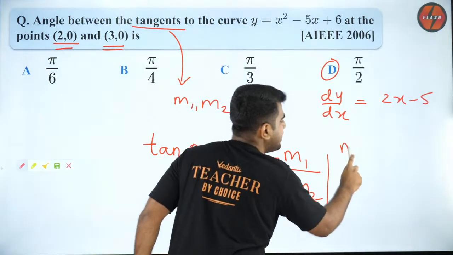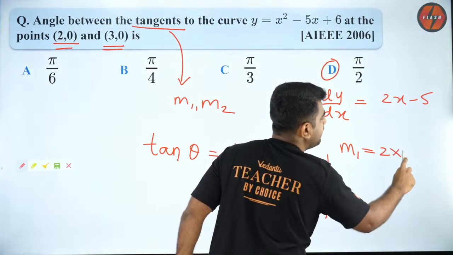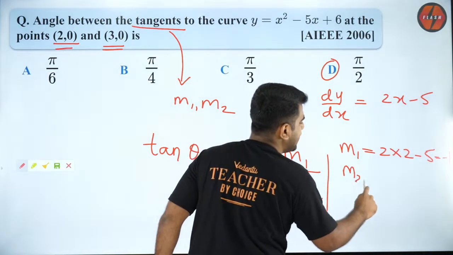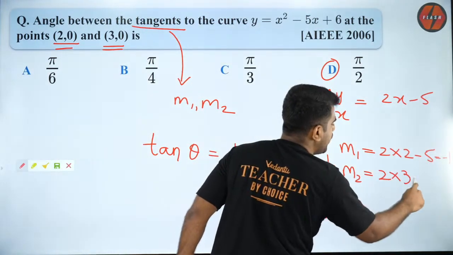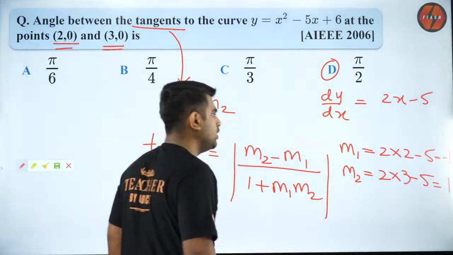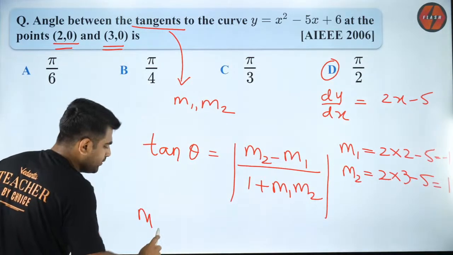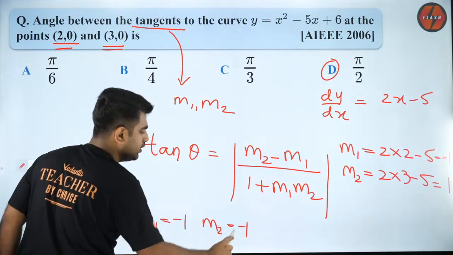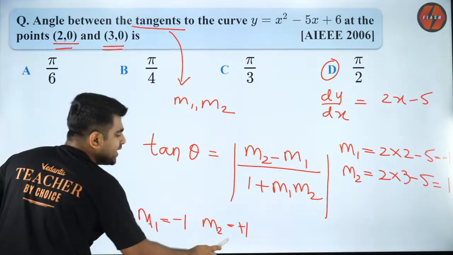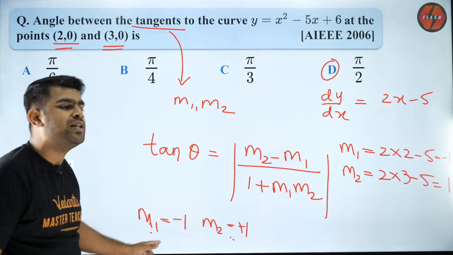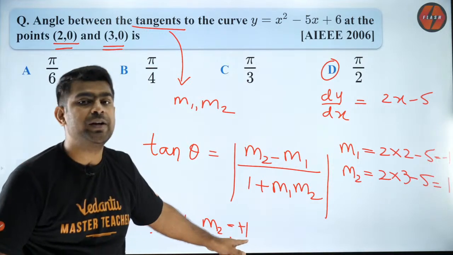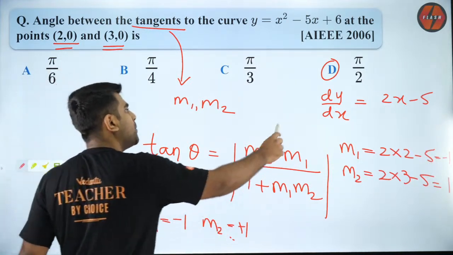So m1 is x equal to 2. So I will have 2 into 2 minus 5, which is minus 1. m2 is x equal to 3. So it will be 2 into 3 minus 5, which is 1. So m1 is minus 1 and m2 is 1. Okay. So what is the product? The product is minus 1. Whenever the product is minus 1, we know that they are perpendicular. So that is why option D is correct.